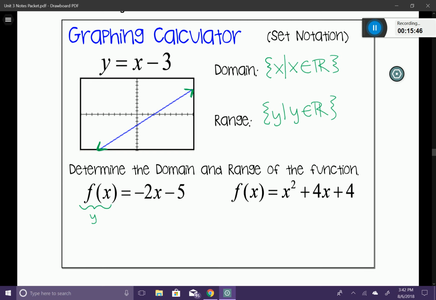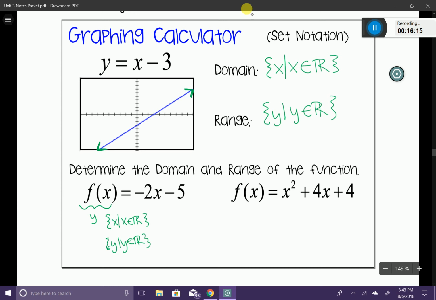It's a linear equation, and therefore my domain is going to be x such that x exists in the real number system. And my range, or my y, is going to be y such that y exists in the real numbers as well. Don't overcomplicate it. If you're given a line, your domain and range will always be the same. But what if it's not a line? Look at this next example.